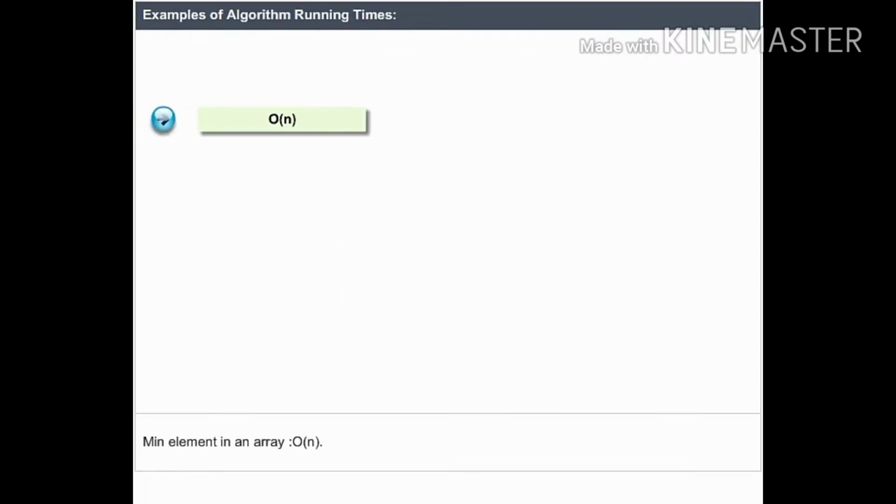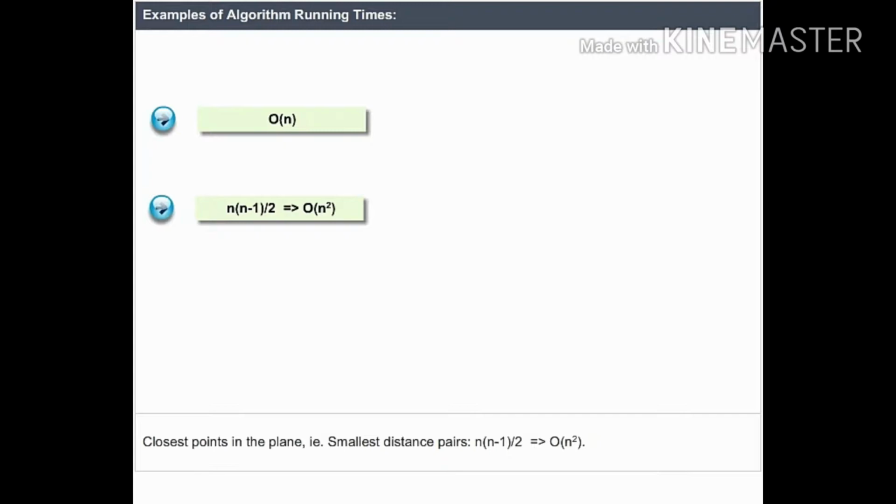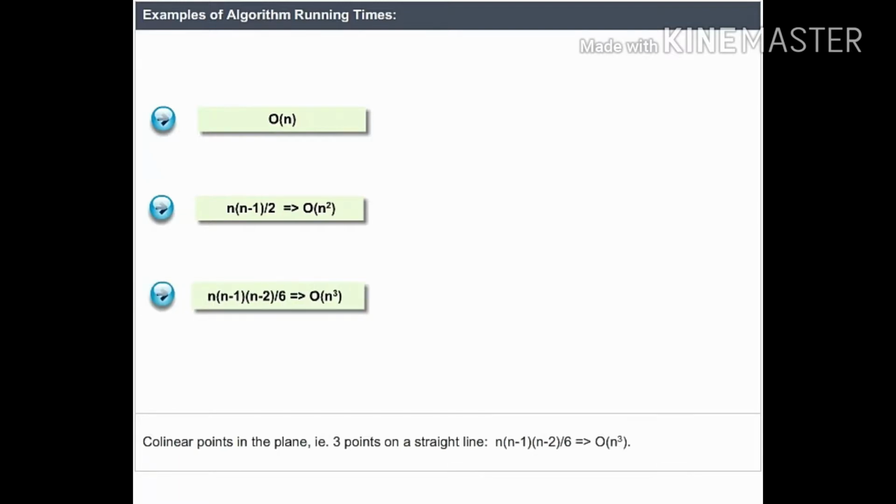Examples of algorithm running times. Minimum element in an array: O(n). Closest points in the plane, that is, the smallest distance pairs: n(n-1)/2 is O(n^2). Collinear points in the plane, that is, three points on a straight line: n(n-1)(n-2)/6 is O(n^3).